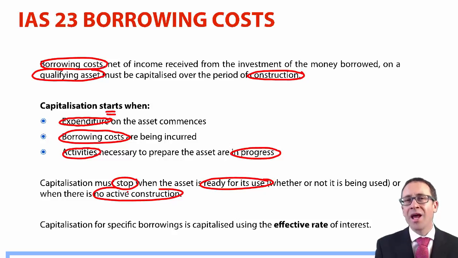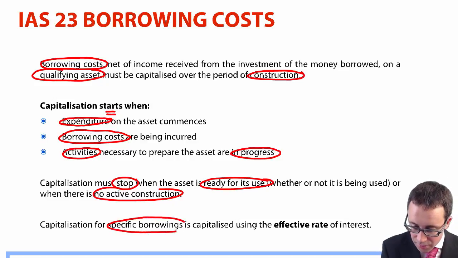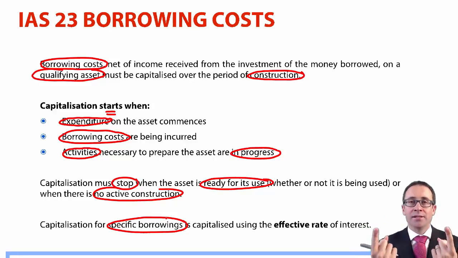Okay, the last rule, I don't want to bore you too much with all the rules, is looking at the different types of borrowing. Most of the time what you have is what are referred to as specific borrowings. So specific borrowings are where you take out one loan to fund the construction of one asset.